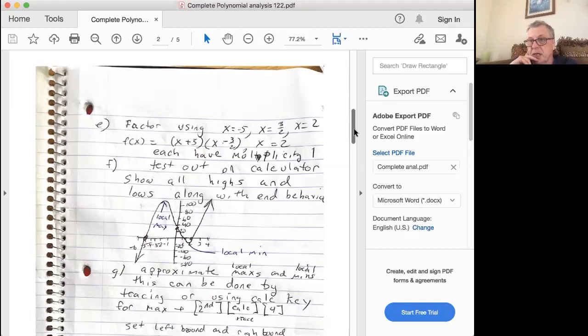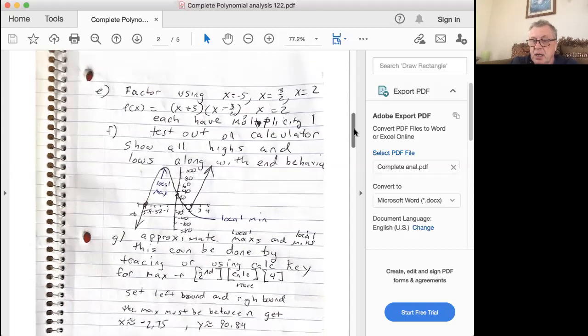So finding those peaks and valleys, the peaks are called local maxes. The valleys are called local mins. This can be done by graphing it on your calculator and then using the trace key, or better yet, the calc key. The calc key is a second function of the trace key. And to find maxes, you press second and calc and number 4, and you set the left and right bound. That max has to be between those two.